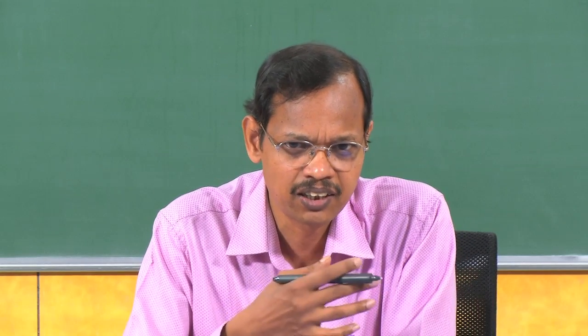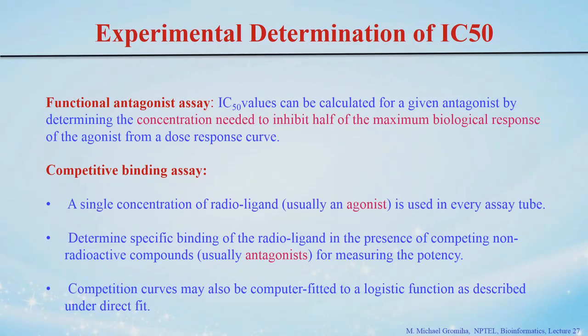Then how to get the experimental data? They have various experimental techniques used to get the IC50s. One is a functional antagonist assay. So, you can get the IC50 values for any antagonist by determining the concentration needed to inhibit half of the maximal biological response of the agonist from the dose response curve. We can get the dose response curve, and you can see how much concentration is required to inhibit half the maximal biological response.